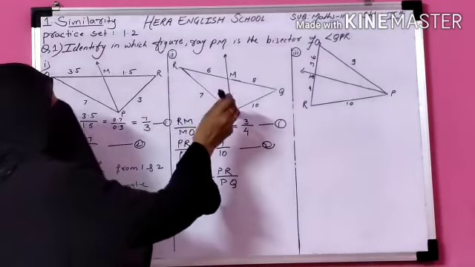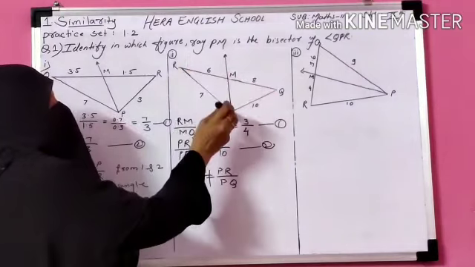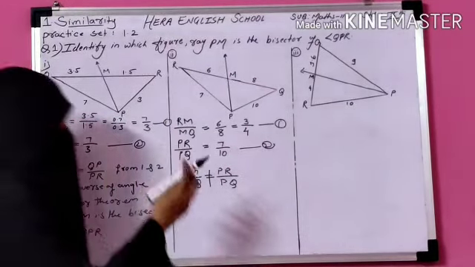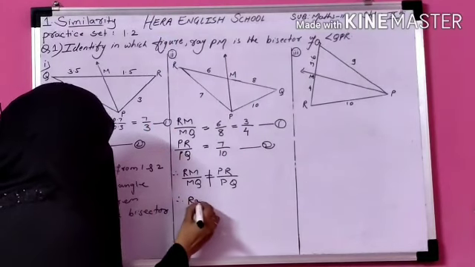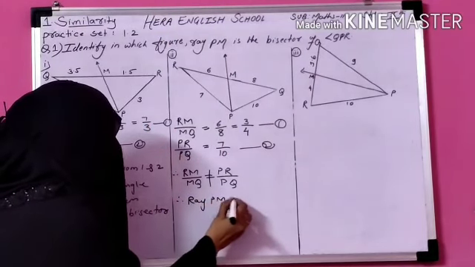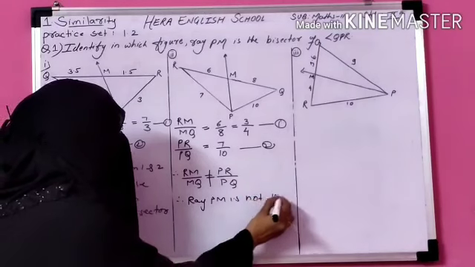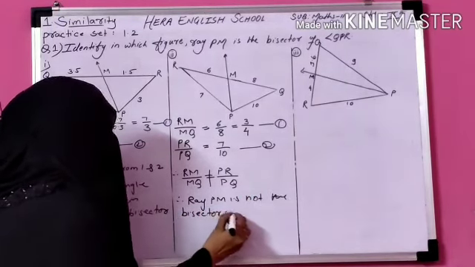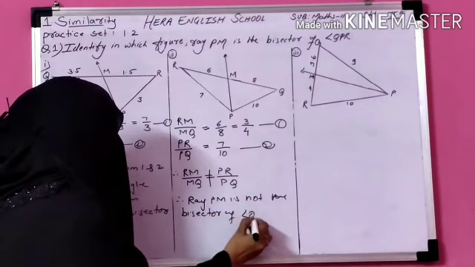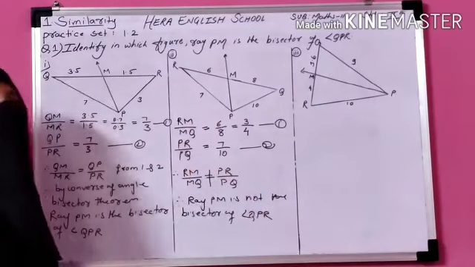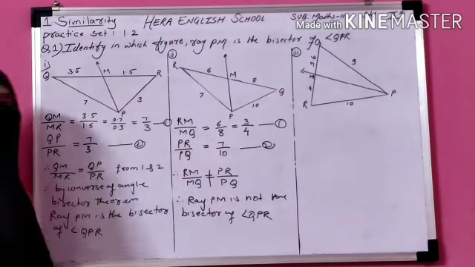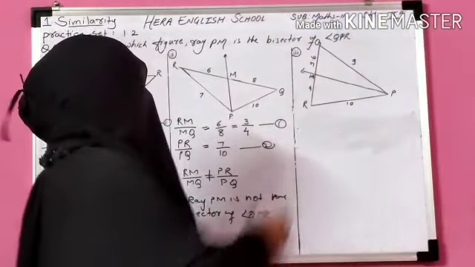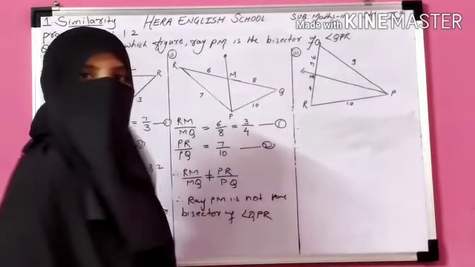That means the ratio of the opposite side of the angle is not equal to the ratio of the remaining side. So therefore ray PM is not the bisector of angle QPR. This ray is not the bisector because these two ratios are not equal. Okay. Next, third question. In the third question, same.